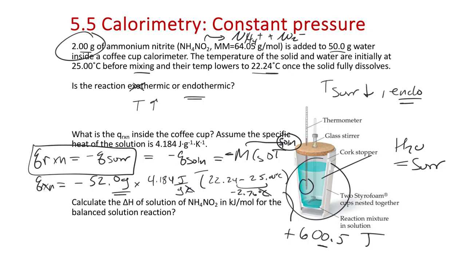So the reaction taking place is actually very, very simple. It's just the dissolution of an ionic compound. Now we're told here to calculate the delta H of solution of ammonium nitrite in kJ per mole.